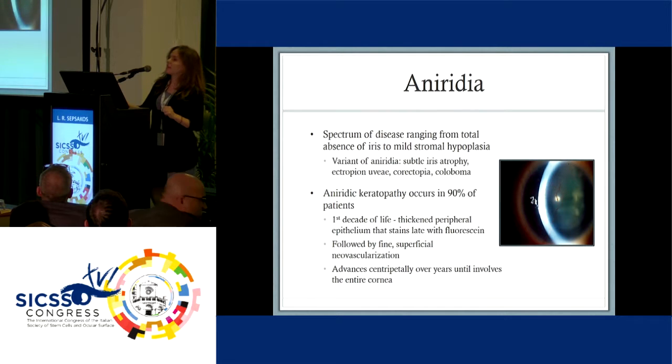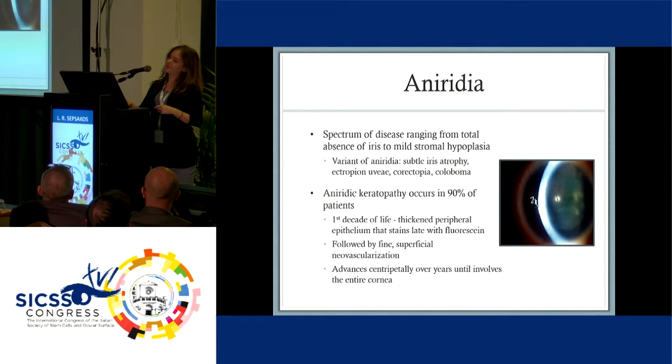Aniridia is the most common cause of congenital limbal stem cell deficiency. It's a spectrum of disease which ranges from total absence of the iris to mild stromal hypoplasia. It's of note that a variant of aniridic patient can have very subtle findings: subtle iris atrophy, ectropion uveae, corectopia, and coloboma. So a high suspicion needs to be utilized in these patients to manage them correctly.